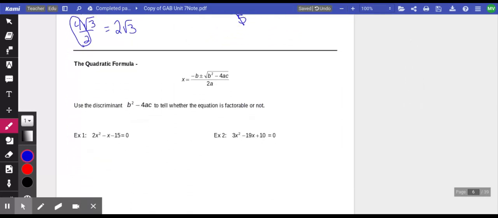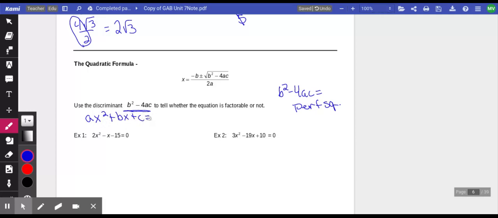Now, here's a reminder, the quadratic formula: x equals negative b plus or minus square root of b squared minus 4ac, all over 2a. The discriminant is just what's underneath the radical, b squared minus 4ac, and we can use it to tell whether or not an equation is factorable. So how we can use that is if b squared minus 4ac equals a perfect square, then it's factorable.